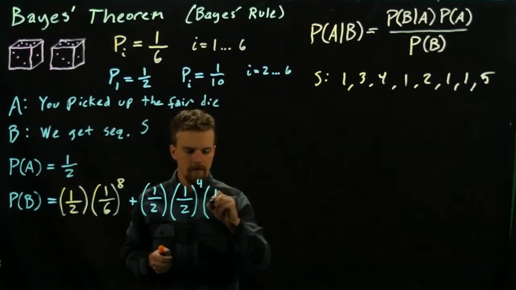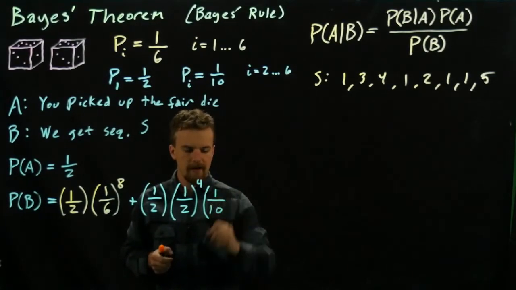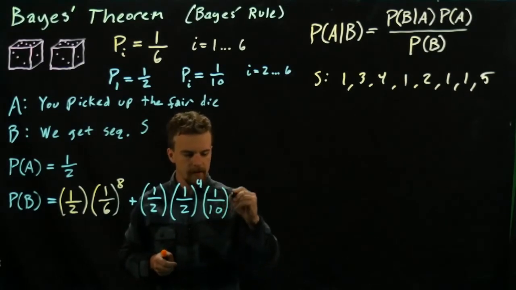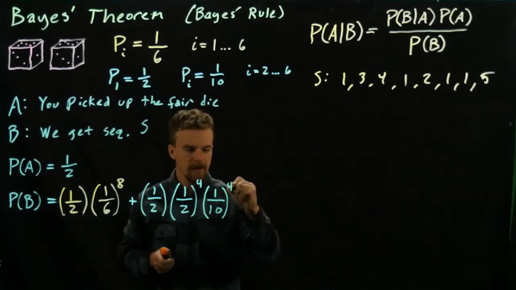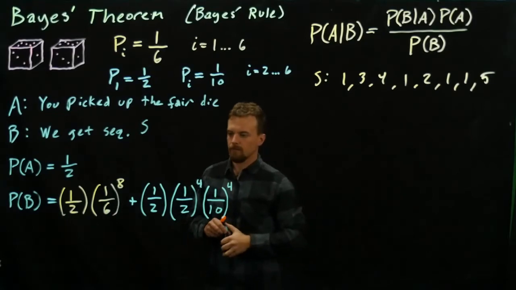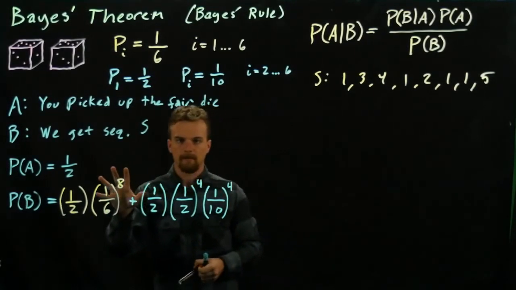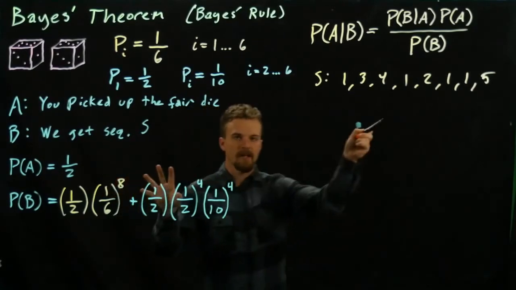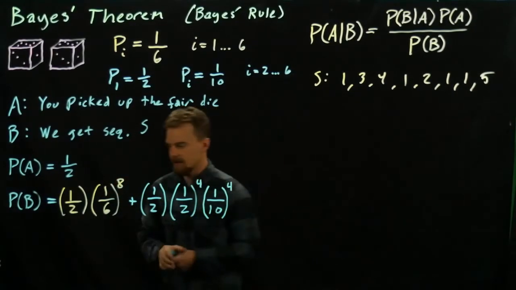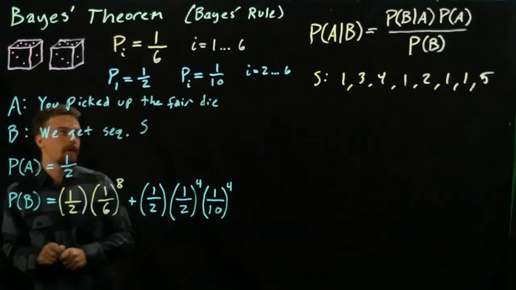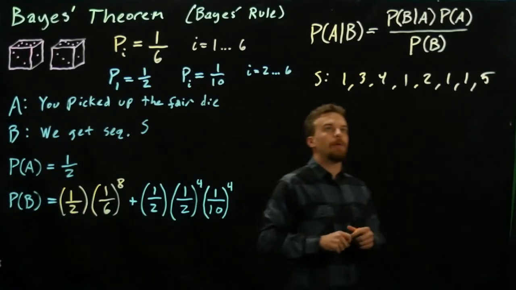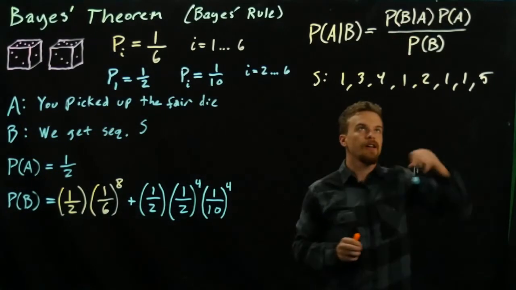Those would have probability 1 in 10, right? Because that's the probability of any other number. Again, to the power of 4, because there are 4 of those. So this is the probability of the total event, the probability of this sequence happening either way. Does that make sense? Okay, and finally, we want the probability of B given A.